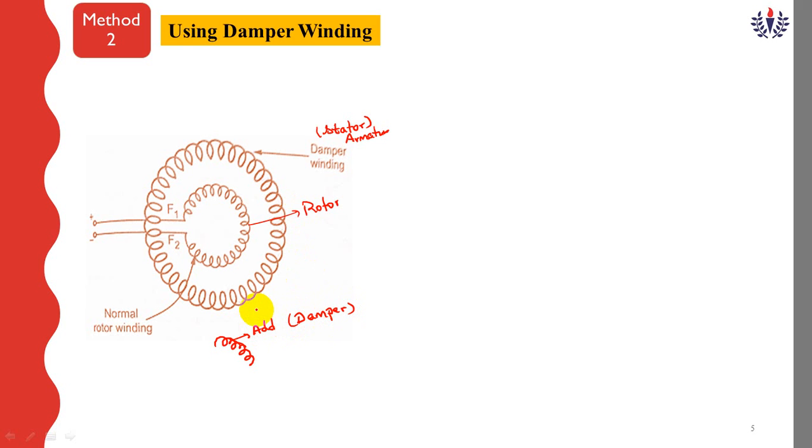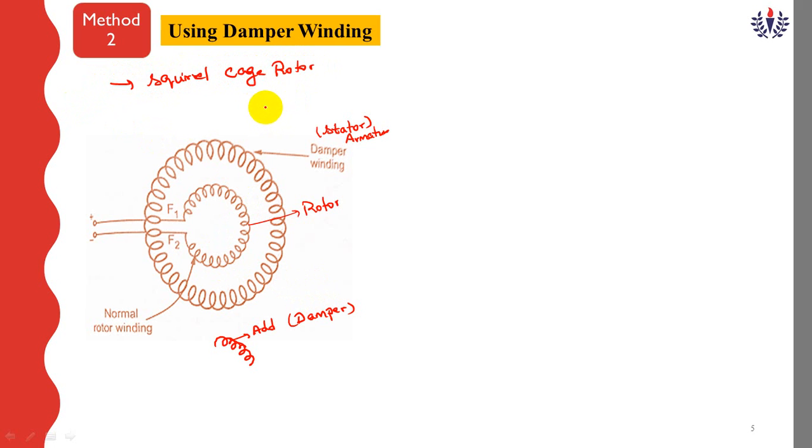This additional winding makes the motor self-start. Also, this type of damper winding arrangement is only applicable to squirrel cage rotor.